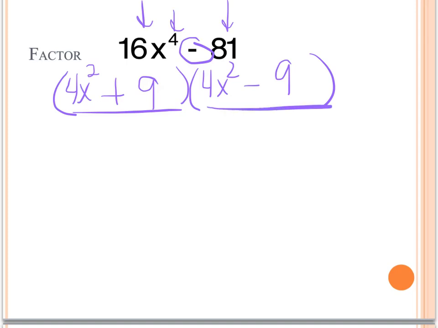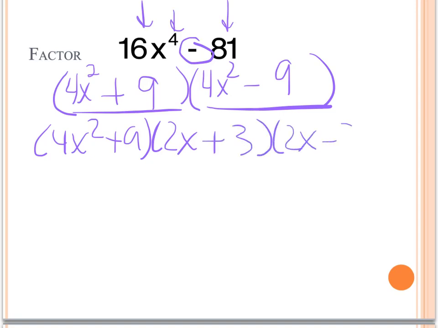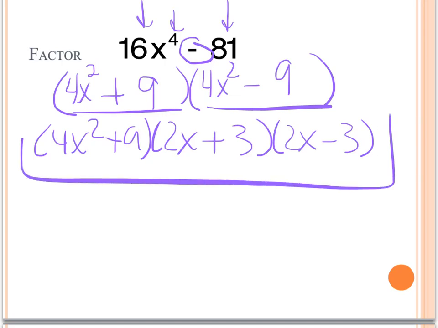But this one, again, is the difference of two squares, because I can take the square root of 4x squared, and I can take the square root of 9. And remember that one is plus and one is minus. And we end up with this.